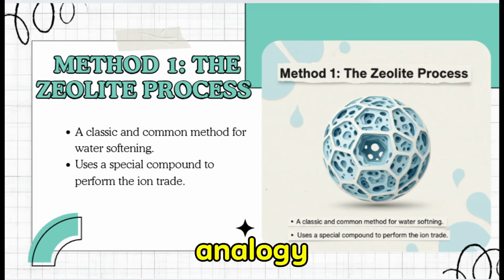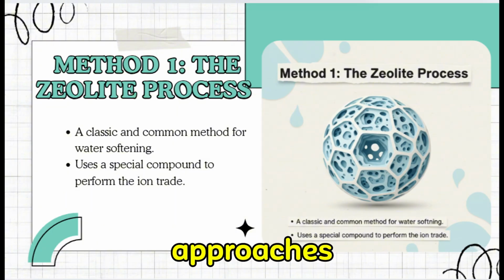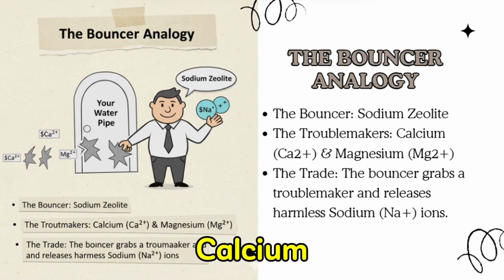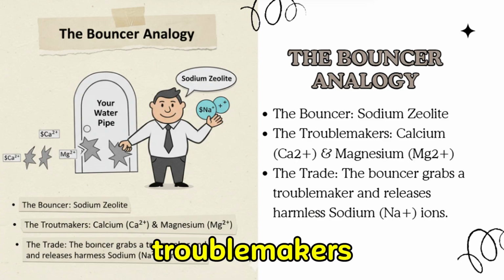Let's use our analogy. Think of the zeolite bed as a bouncer at a club, and this club is your water pipe. The bouncer's hands are full of friendly, harmless sodium ions. Now, hard water approaches carrying troublemakers like calcium and magnesium ions. The bouncer's job is to stop them. When a calcium ion comes along, the bouncer grabs it with one hand, and to keep things balanced, he shoves two of his harmless sodium ions out into the water. The water that gets past the bouncer is now soft. It doesn't have the troublemakers anymore.